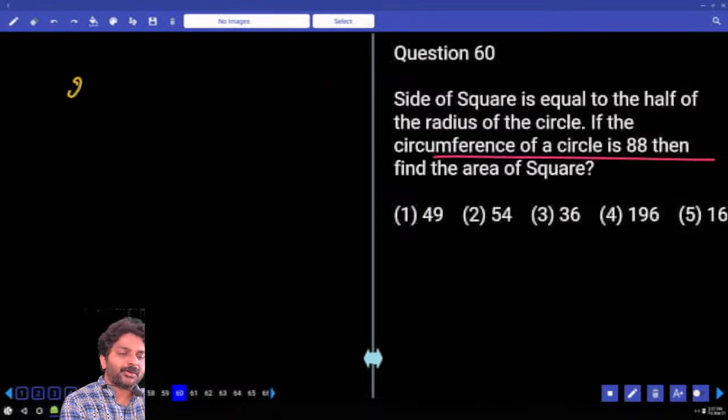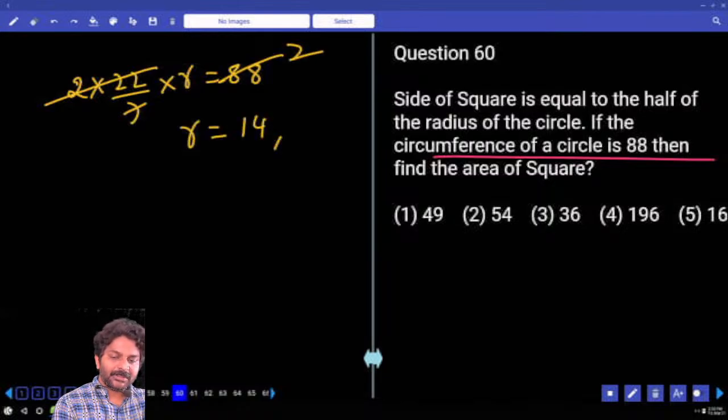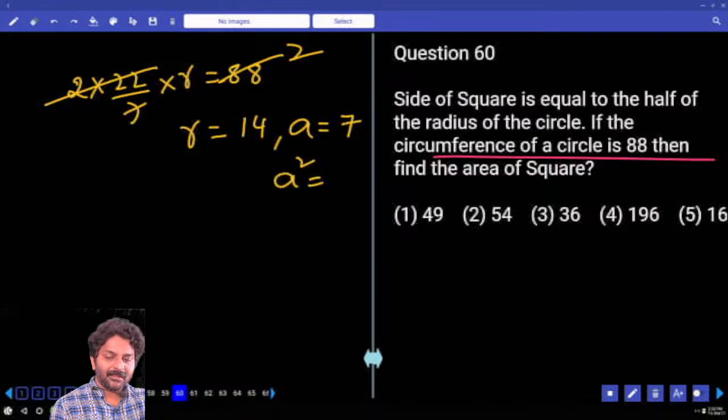Circumference is 2 pi r. 2 times 22 by 7 times r. That is, 88. 22 into 2 is 44. 2 times 22 by 7 times r is equal to 88, so r is equal to that value. Then the side is equal to half of this number. And the area is 49. Over.